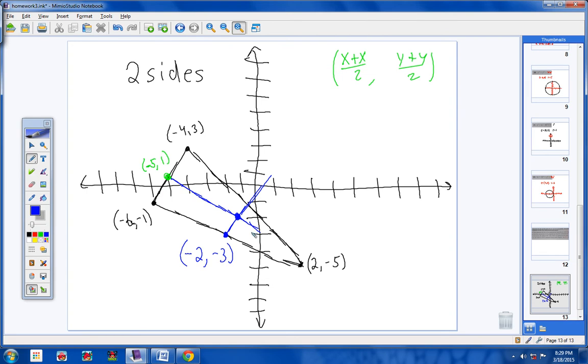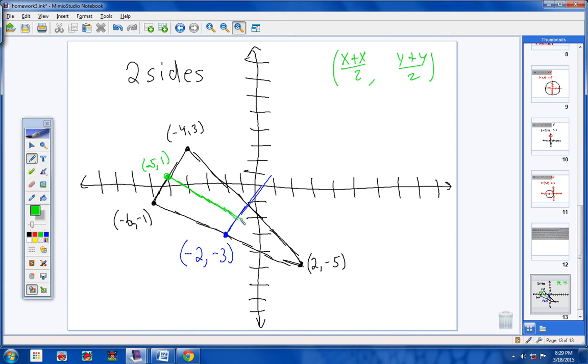Now, how do I find the equations of these 2 lines? Well, to be honest with you, I should have used a green line for this one here to stay consistent. So we can really use color that way as we talk about each line.